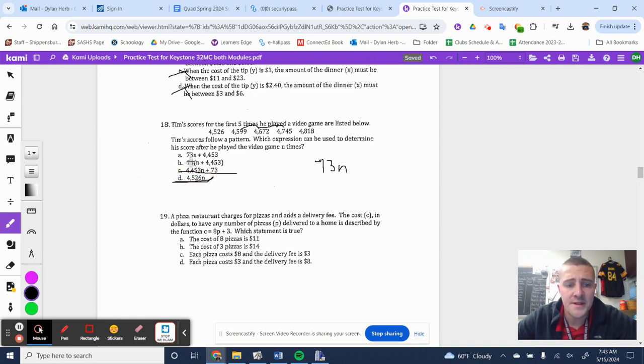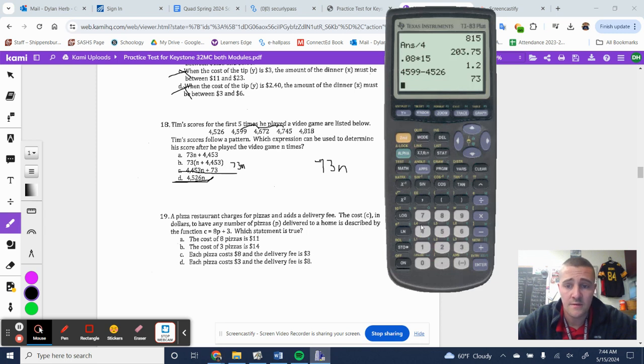For part B, if I distributed that 73 in, I would get 73n, so that would work. But the new number that I would get would be enormous. So what is that? 4453 times 73. That number would be 325,000.